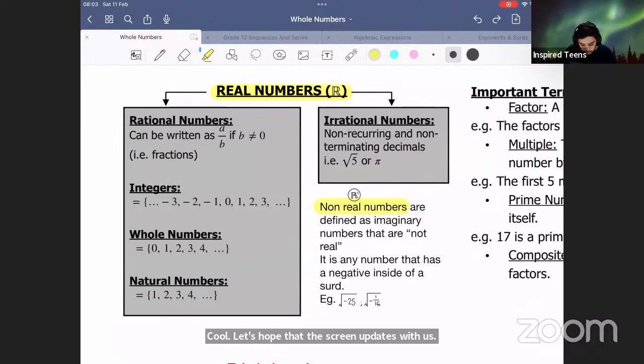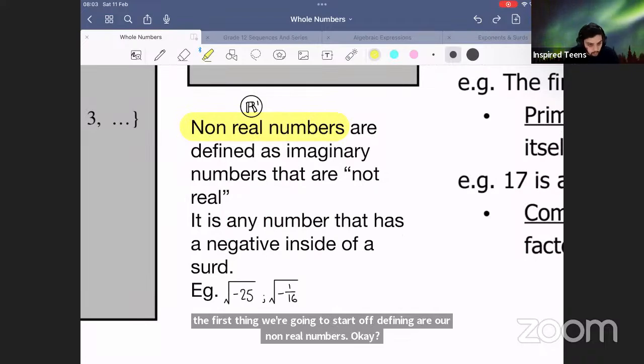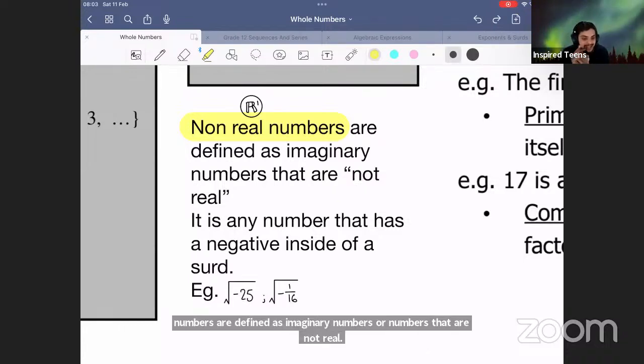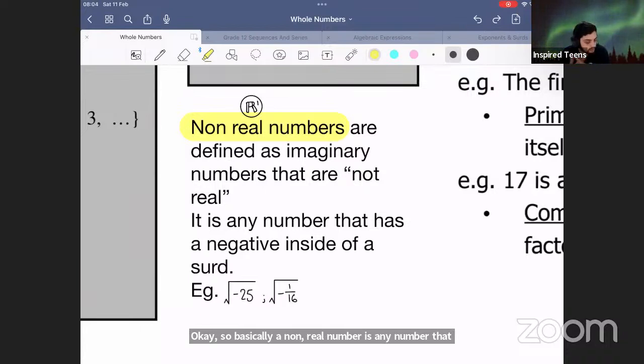Okay, perfect. So yes, we were discussing real numbers and non-real numbers. The first thing we're going to start off defining are our non-real numbers. We can see the definition here. We say that non-real numbers are defined as imaginary numbers or numbers that are not real. Basically, a non-real number is any number that has a negative inside of a surd. A surd is a square root.